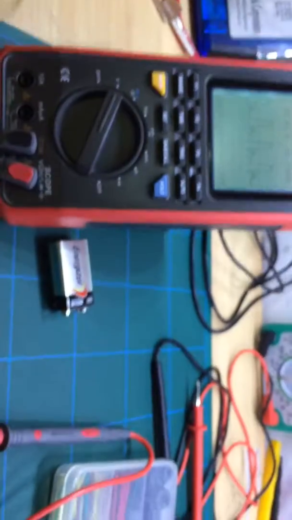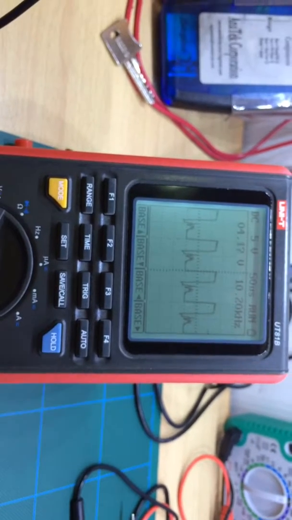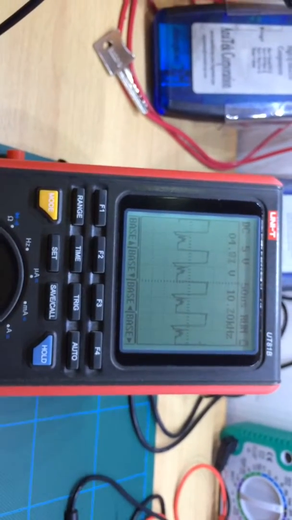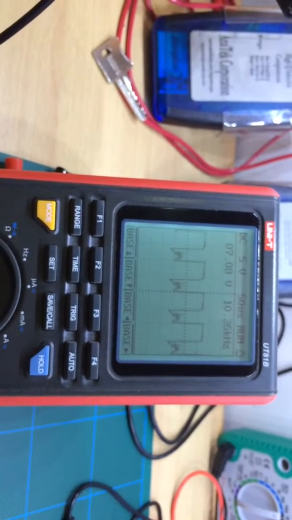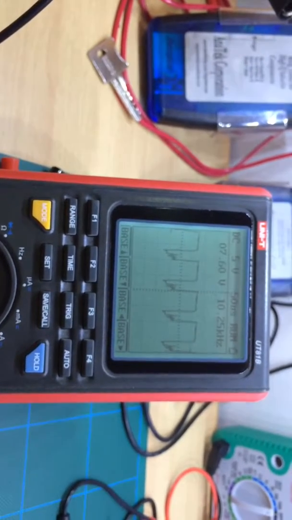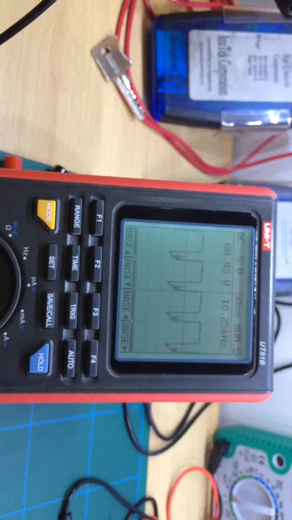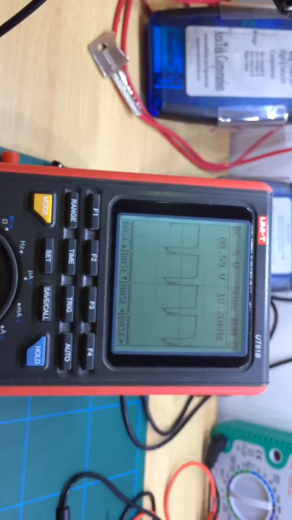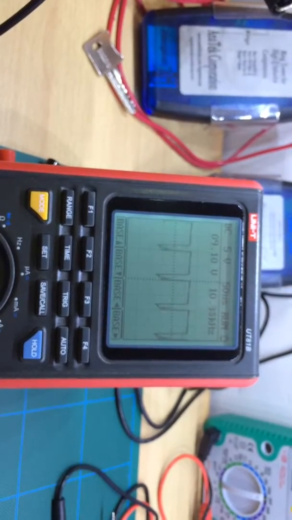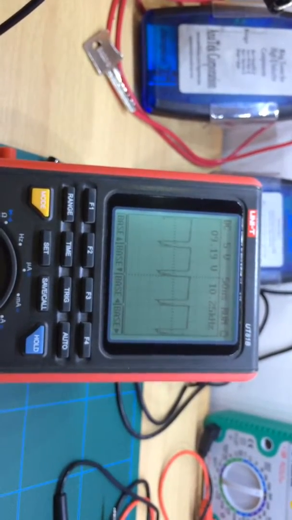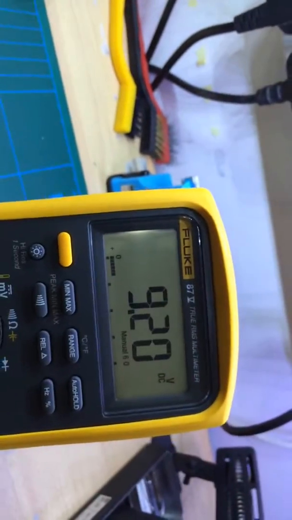I want to increase, I can increase gradually. You can see the voltage increasing, and my pulse width is changed. Most of the time it is on, and less time it is off. You can see here I will increase it to 9 volt approximately. You can see here 9.2 volt.